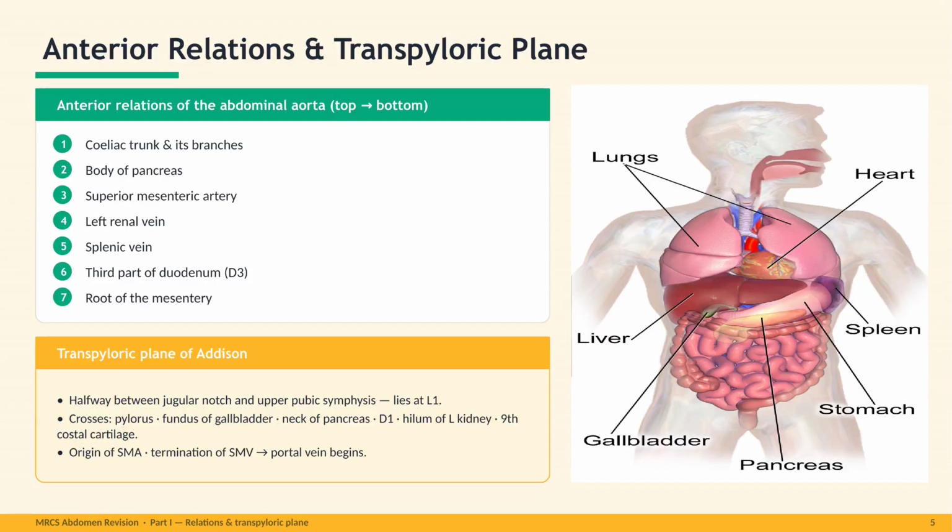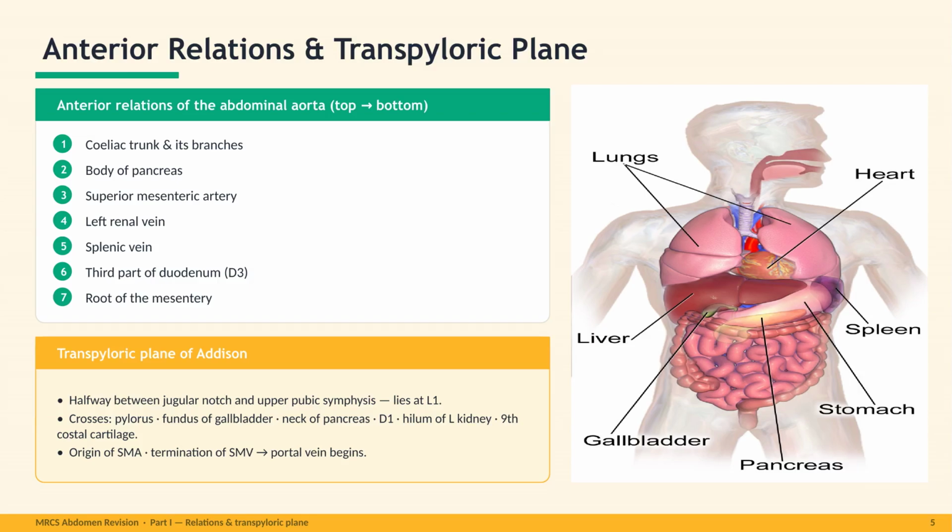Anterior relations of the aorta, top to bottom. This is a favorite Viva question. Working downward, the celiac trunk and its branches, then the body of the pancreas, then the SMA as it emerges from behind the pancreas, then the left renal vein as it crosses the midline, then the splenic vein, then the 3rd part of the duodenum, that's D3, and finally the root of the mesentery itself.